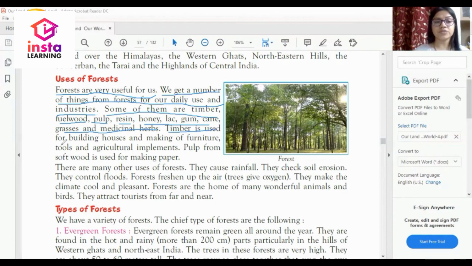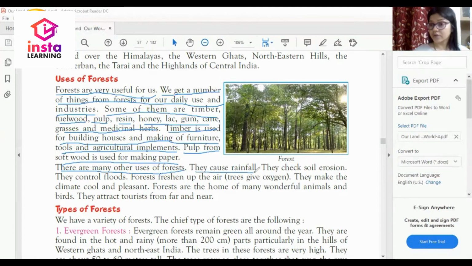Timber is used for building houses and making of furniture. टिम्बर क्यों यूज होता है? घर बनाने के लिए और फर्नीचर बनाने के लिए टिम्बर का यूज होता है. Tools and agriculture implements. Pulp from softwood is used for making paper. Pulp का यूज कब होता है? जो softwood है पेपर मेकिंग के लिए. So there are many other uses of forest.